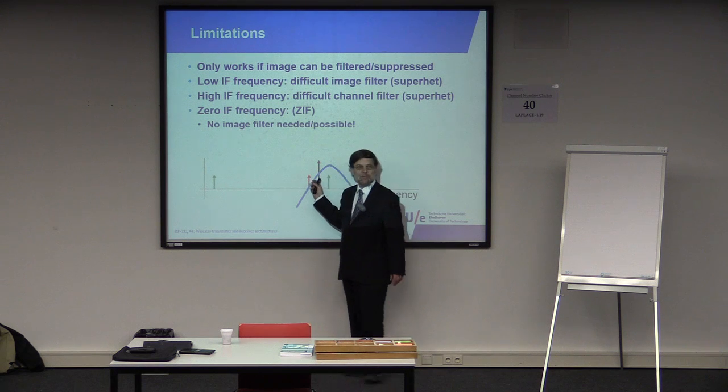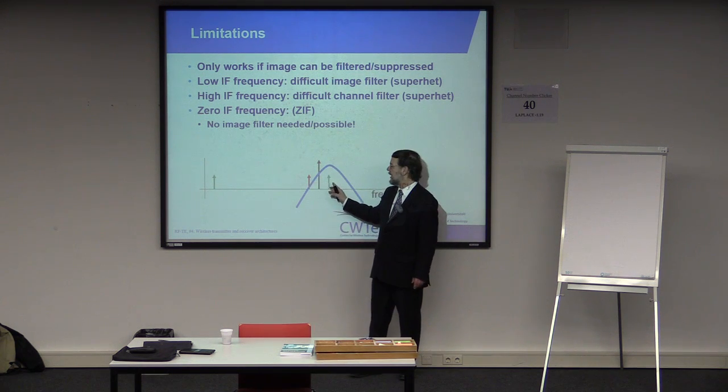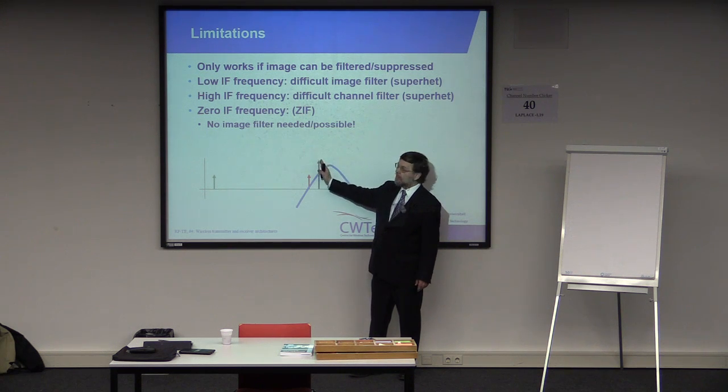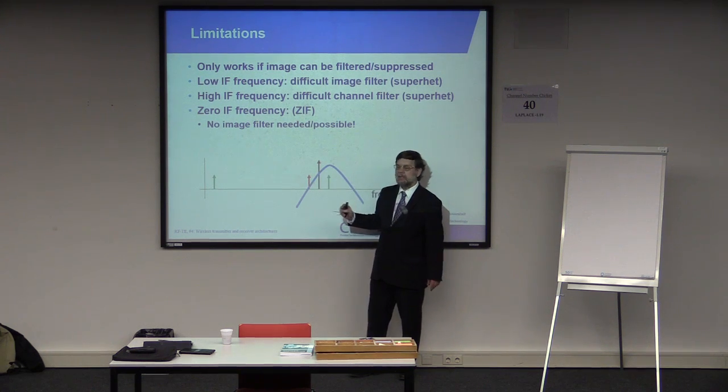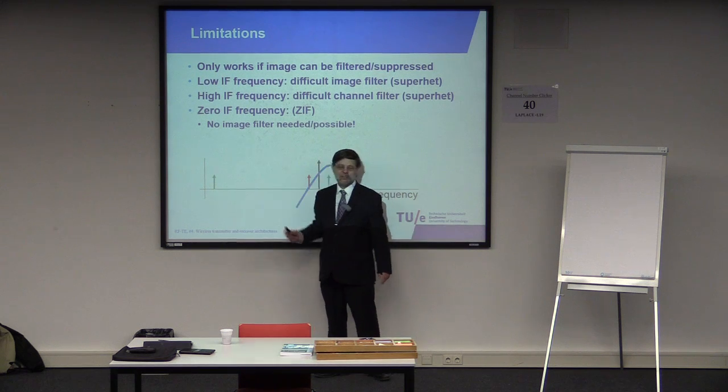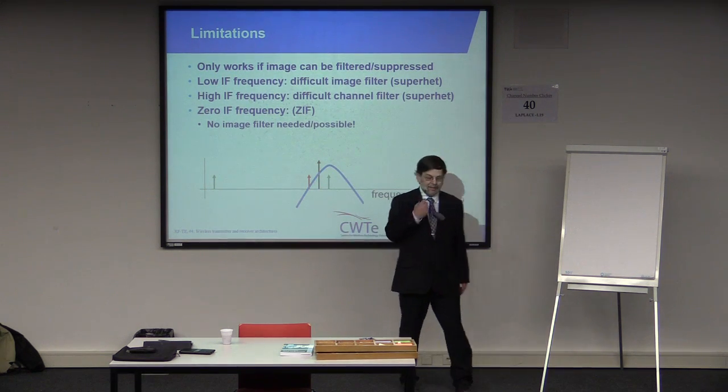This is what we call the image problem. Whenever we do frequency conversion, we have an image which you can think of as a mirror image of the wanted signal in the local oscillator signal. This image basically ends up on top of my wanted signal. And that's really a problem.